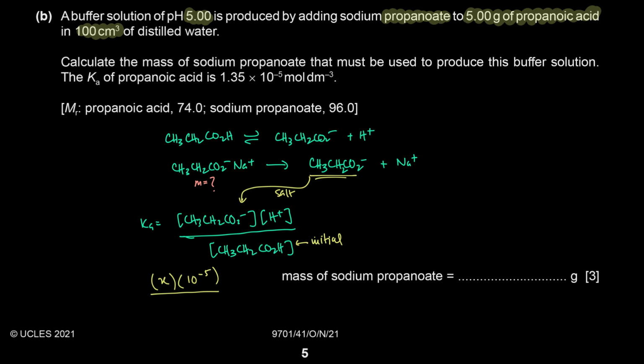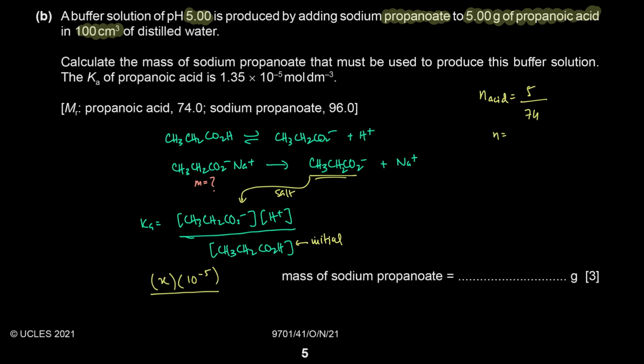And what's our initial concentration of acid? Well, they've told us that we have 5 grams of propanoic acid. So the number of moles of propanoic acid is equal to the mass divided by the molar mass of propanoic acid. We have 3 carbons, so that's 36, plus 2 oxygens, so that's 68, plus 6 hydrogens, so that's 74. So what's the number of moles of acid that we have?